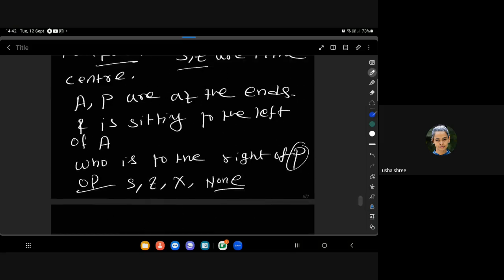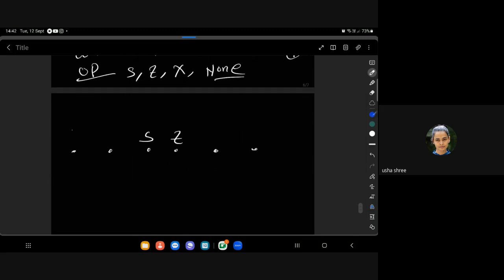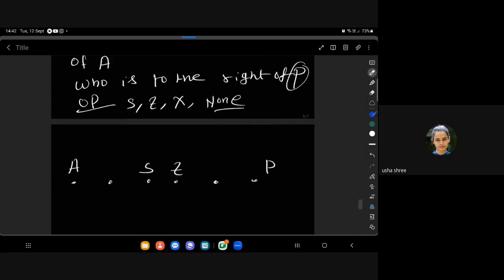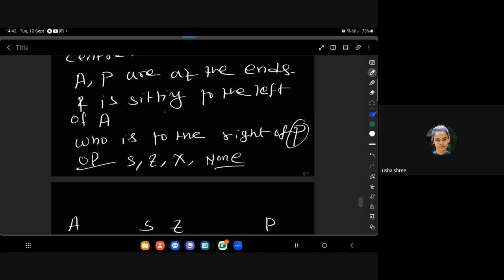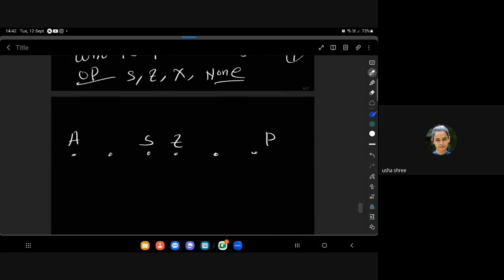Now they have said that A and P are at the ends. If I draw A here and P here, the next information is that R is sitting to the left of A. So this is not possible. If you place A in this position, R is sitting left of A means this side, but A is in the extreme end. So change the position. This will be P, this will be A, and R will be here. Correct? How do you decide that?